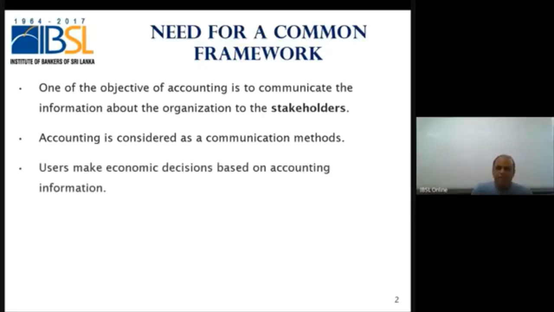So that when I communicate the financial information to the stakeholders, they make economic decisions. Now, if any one of you are having handouts, which is very important, please underline the term economic decisions. So the users or the stakeholders now going to make economic decisions based on.